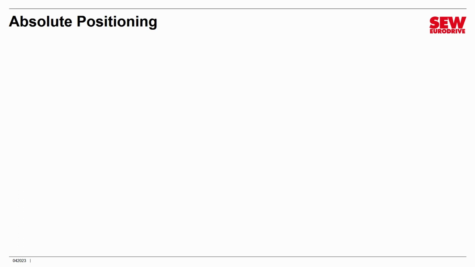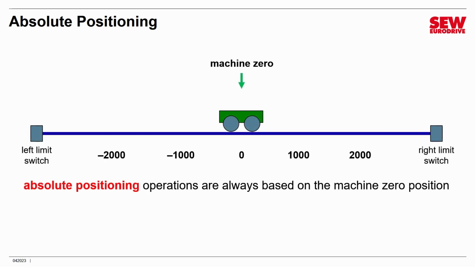There are two positioning modes available through this MOVIKit. I want to review them very briefly just so you understand how they work and how they differ. The first is called absolute positioning, and it is always referenced to the machine zero position. Positions are absolute distances, either positive or negative, relative to the machine zero.